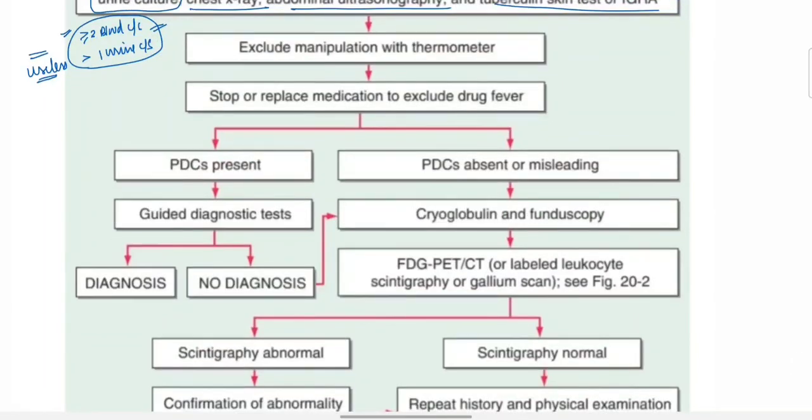Then the most important thing is to exclude manipulation of the thermometer, that we have discussed in the previous video, that is, fraudulent fever and factitious fever have to be ruled out. What is fraudulent fever and what is factitious fever we have already discussed in the previous video.